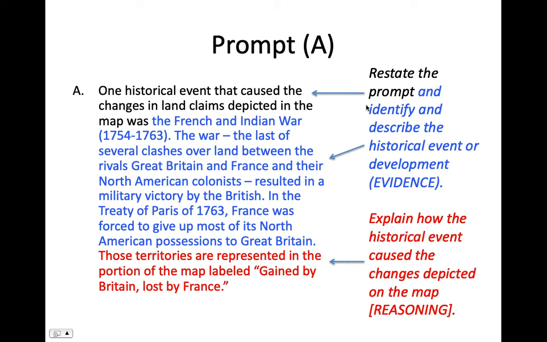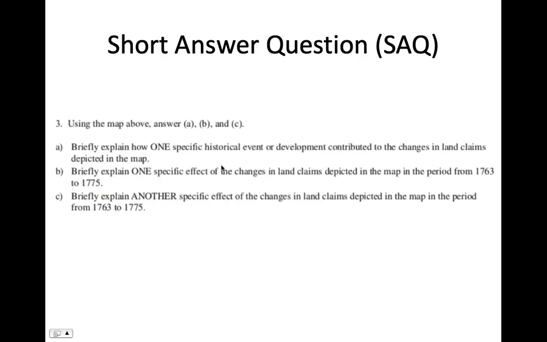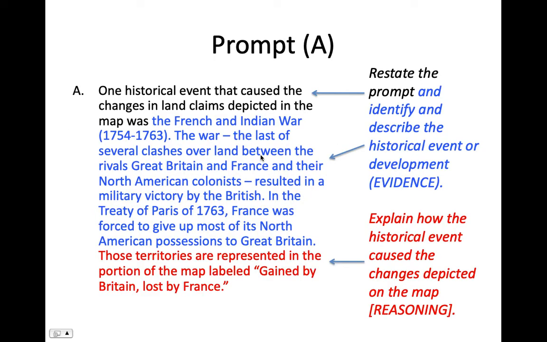So this is a claim, evidence, reasoning. The evidence here is that the war, the last of several clashes over land between the rivals Great Britain and France and their North American colonists, resulted in a military victory by the British. In the Treaty of Paris, France was forced to give up most of its North American possessions to Great Britain. And then because you have to explain how X caused Y, so X being the French and Indian War and Y being the changes on the map.